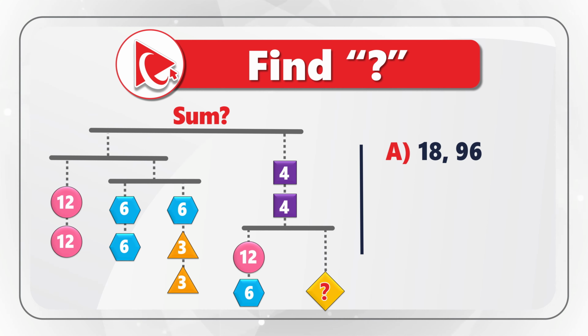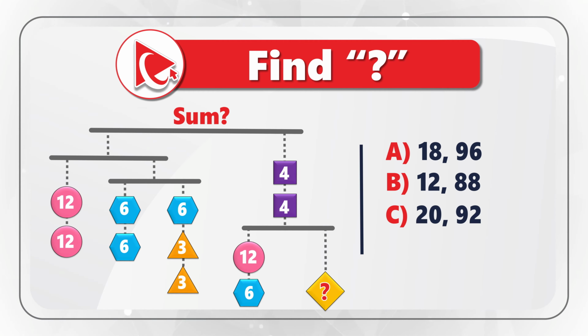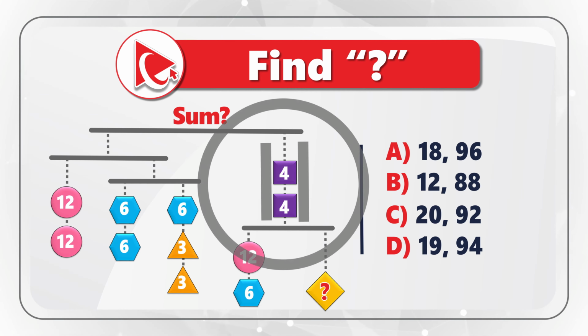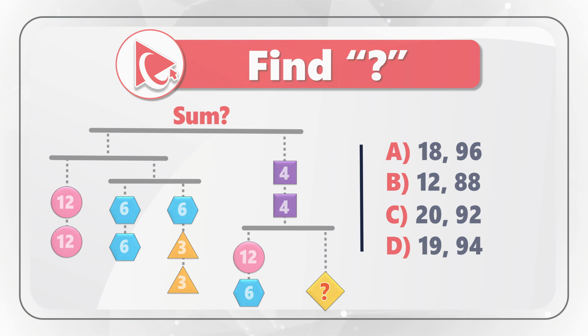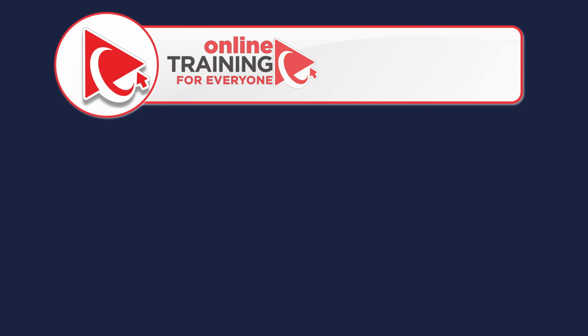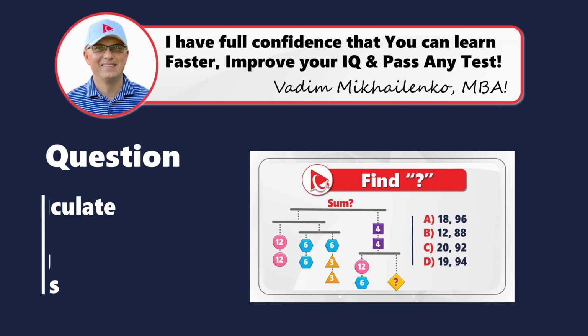Choice A, values 18 and 96. Choice B, values 12 and 88. Choice C, values 20 and 92. And last but not least, choice D, values 19 and 94. Take a close look, maybe pause this video to see if you can complete the calculations. On my end, I am moving forward to share with you my version of the calculations.